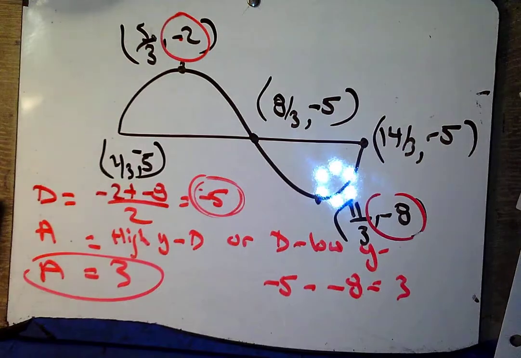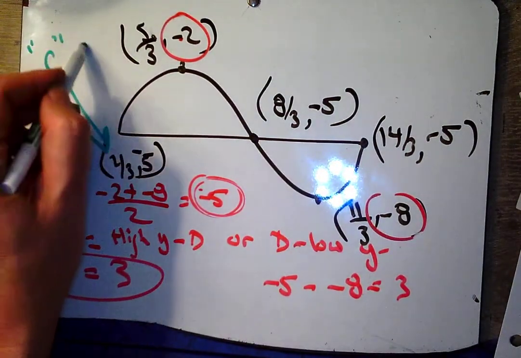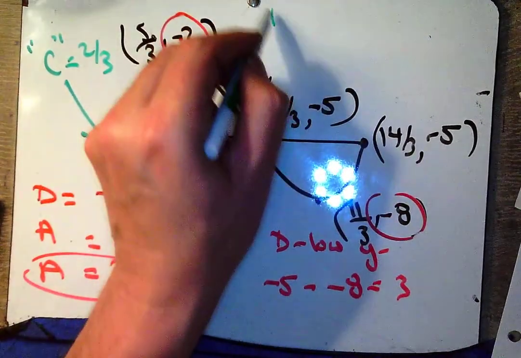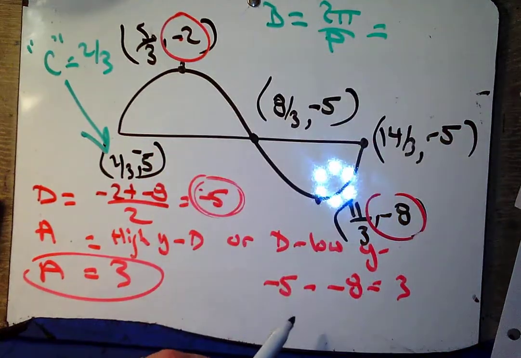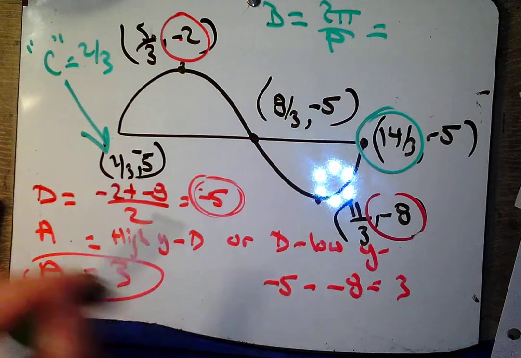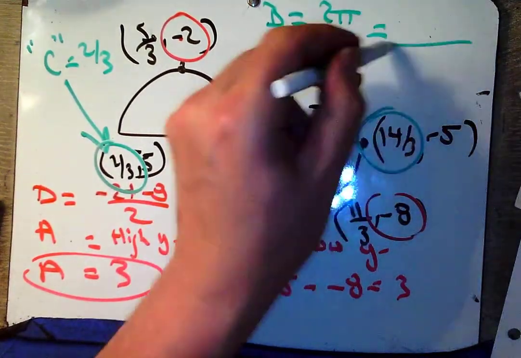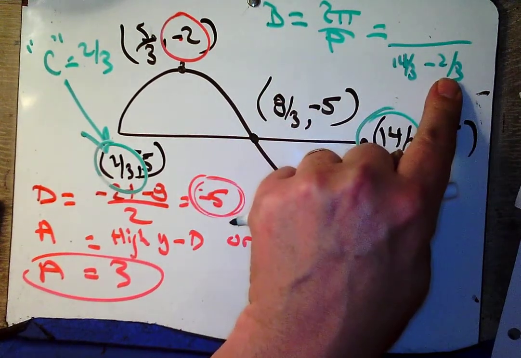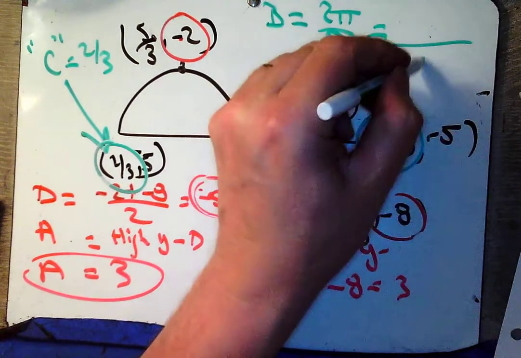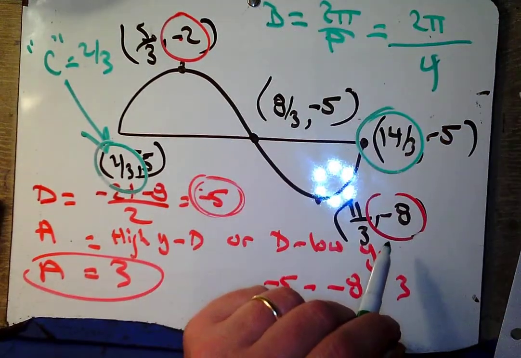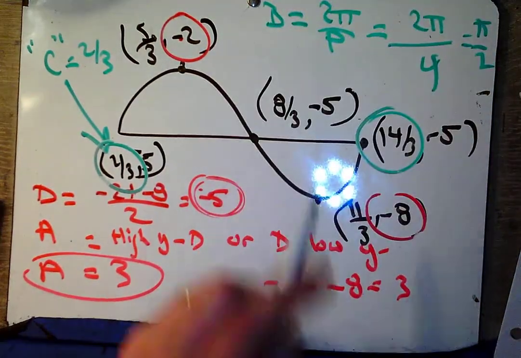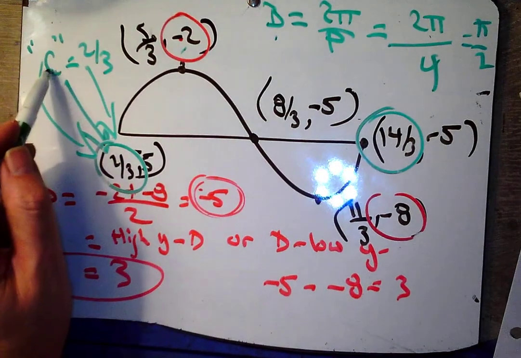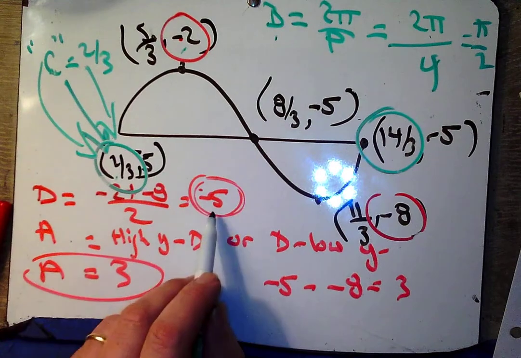Now, I can see my c value. C equals 2/3. C is always going to be our starting x when we use double parentheses. And then the last thing I need to find is b, which is 2 pi over the period. The period ends at 14/3 and starts at 2/3. So 14/3 minus 2/3 is going to be 12/3. 12 divided by 3 is 4. And on top, we have our 2 pi. I guess we can reduce that to pi over 2. So now I've got a b value. I've got a c value. It's inside the function, so it has to be an x value, not a y value. We've got d, and we've got a.